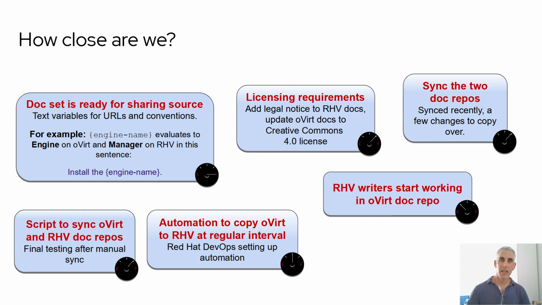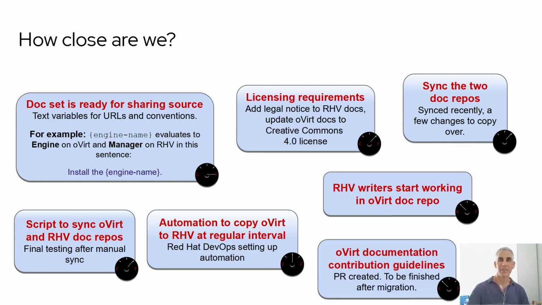And then once we've done that, and all the automation is set up, we can start working directly in the oVirt doc repo. And when we're actually working in the repo, we can publish some documentation contribution guidelines. There's already a PR that I created, and it will be finished after the migration. The only reason for that is because it's not something that should hold up the migration.